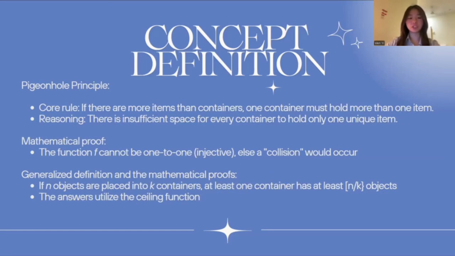The generalized definition and mathematical proof also state that if n objects are placed into k containers, at least one container contains ceiling of n over k objects. The answers that we've calculated using this have also utilized the ceiling function, which is the rounding up of the answers. So for instance, if we get our answer as 2.3, using the ceiling function we would have an answer equaling 3.